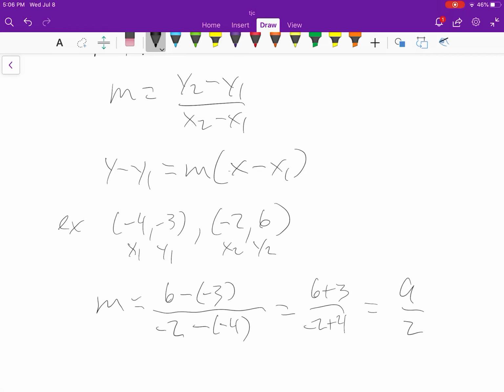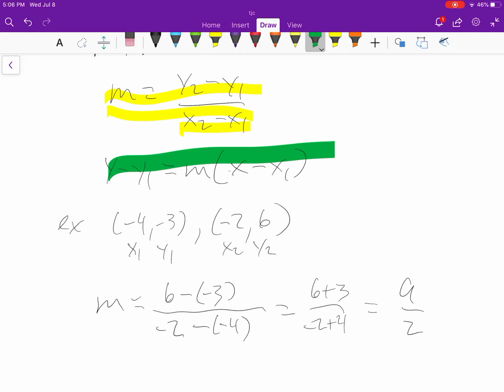Now, once we have an m, we've used this equation here, so we're done with that. Now we need to use this equation. So we're going to plug this point here, since we've labeled it point 1, and the slope into the green equation and solve it.